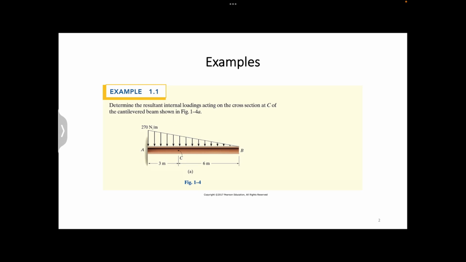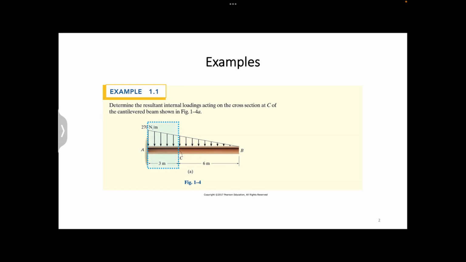Here is the first example in which we are asked to determine the resultant internal loadings acting on the cross-section of the beam at point C. Let us analyze the problem to see how we should proceed. Based on the theory, we know that to find the internal loading at C, we should use the method of section, in which we imagine that we cut through the beam at C and then consider the equilibrium of either the left or the right segment. Let us say our initial thought is the left segment.